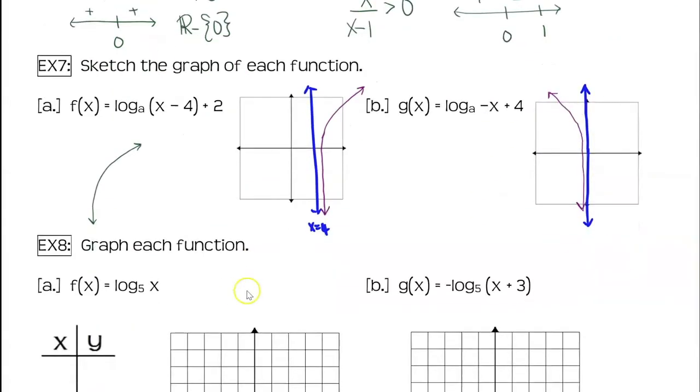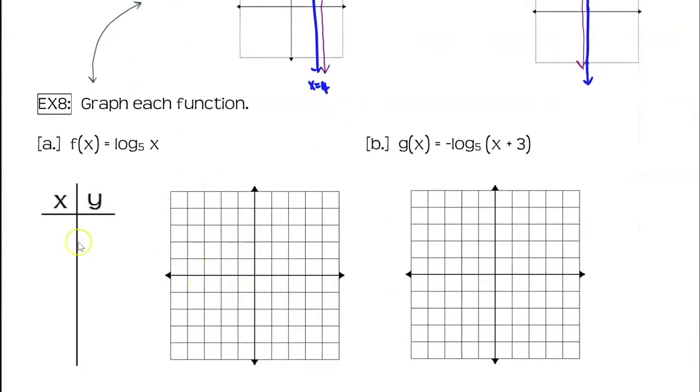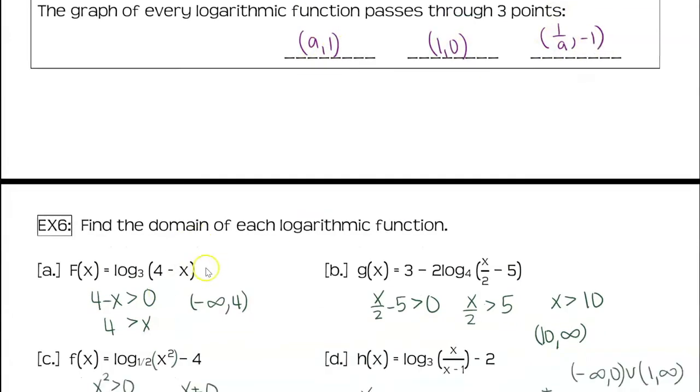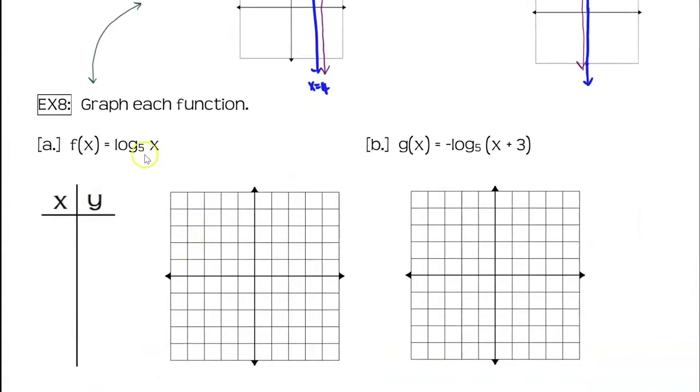For these next ones, we are going to get a little bit more specific, but we're just going to use those points that I talked about in the table a little bit ago, these three: (a, 1), (1, 0), and (1/a, negative 1). So if the base is 5, then we'll have a point at (5, 1). We're always going to have the point at (1, 0). And then 1 over a, so 1 over 5 would have a point at negative 1. Using those 3 points, I can sketch.